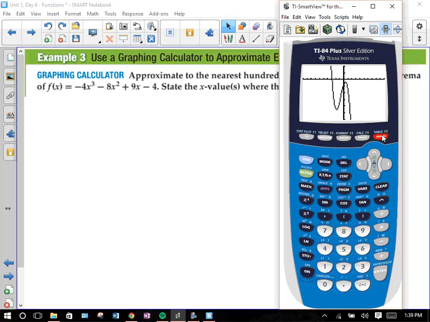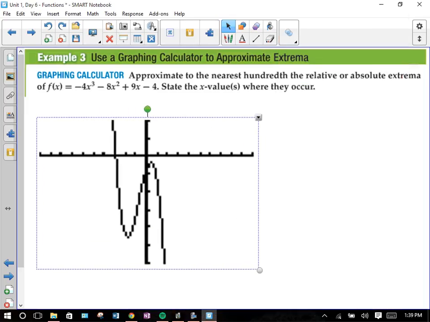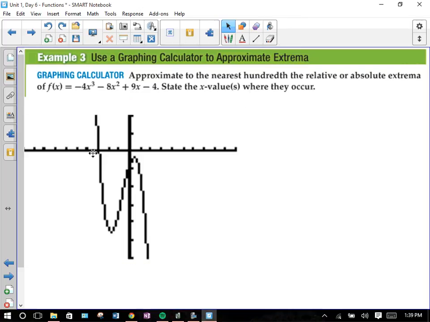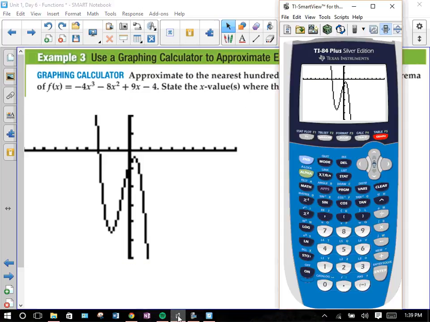Okay, now we have this. This is our graph. Now, looking at it, we can see that somewhere right here is a relative minimum, and this would be a relative maximum. That would involve me being a really good estimator to figure out what that actually is. So what we're going to do is find those points.